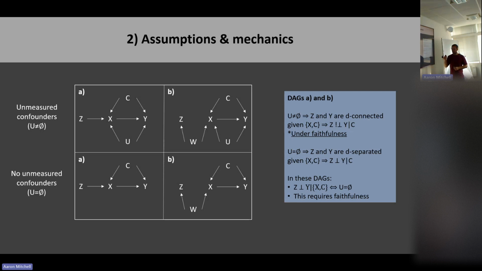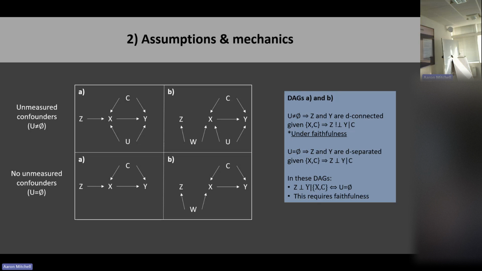What will happen in the top DAG? Let's consider the top A DAG. This is similar to what we have seen before. If I adjust Z and Y for X and C, I'm going to have this path here, Z, X, U, and Y, that gets open because I'm conditioning on this collider. So in the top DAGs, I would have Z and Y conditionally d-connected. There is an open path between them. And in the bottom DAG, I would have Z and Y conditionally d-separated.